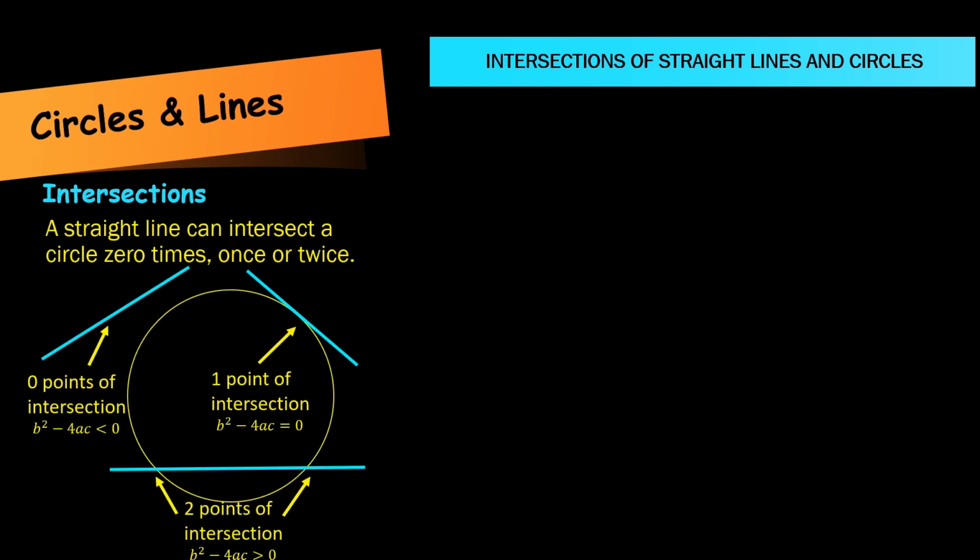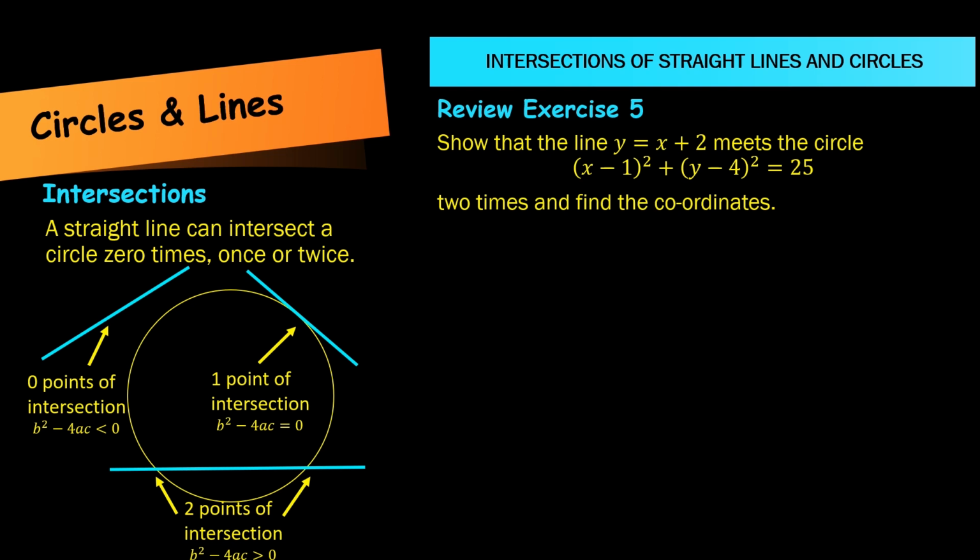Let's now have a look at an example. Pause the video and have a go. Press play when you're ready to view the solution. The example states, show that the line y equals x plus 2 meets the circle x minus 1 all squared plus y minus 4 all squared equals 25 2 times, and find the coordinates.